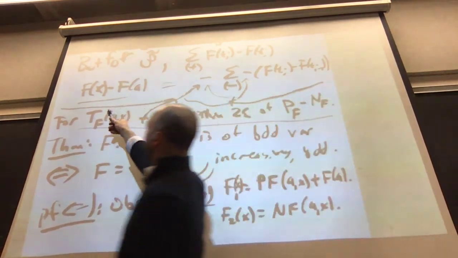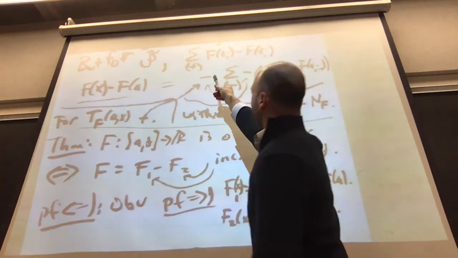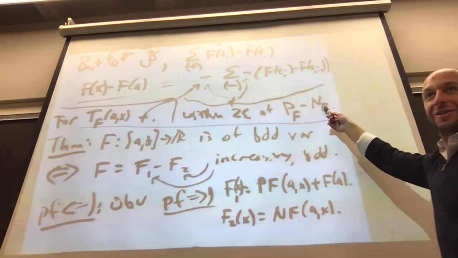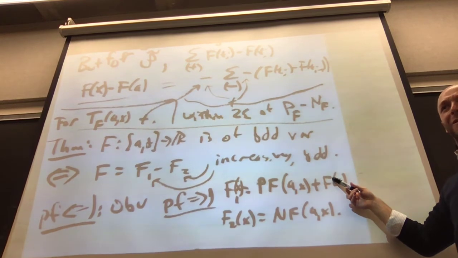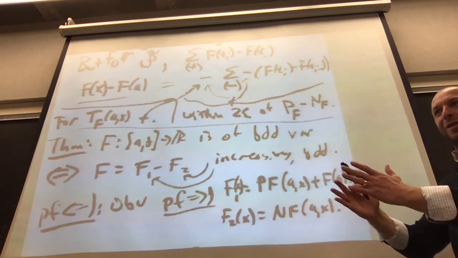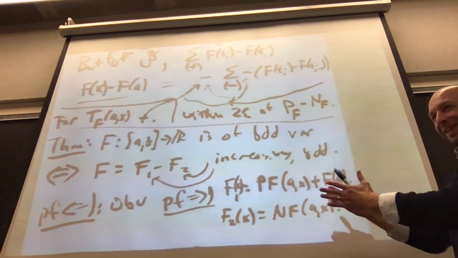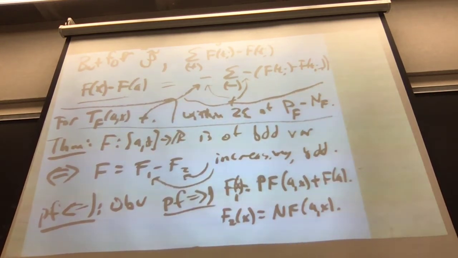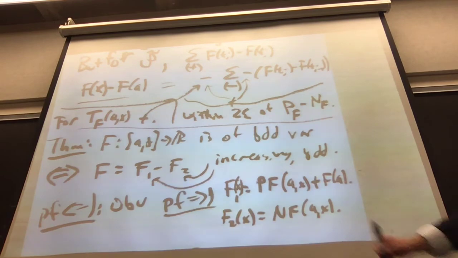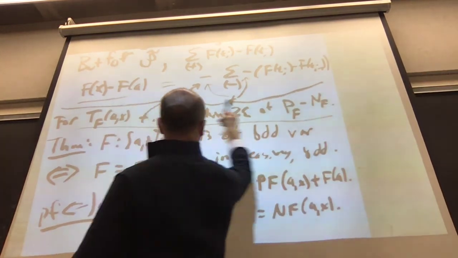That f of x minus f of a is equal to the positive variation minus the negative variation. Yes. These are both increasing functions. I guess I don't have to show that they're increasing. It's obvious that they're increasing. Yeah. You just break the partition and add a chunk that's non-negative. The total variation will be the sum of these two.